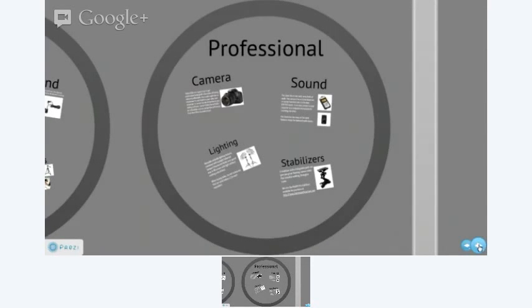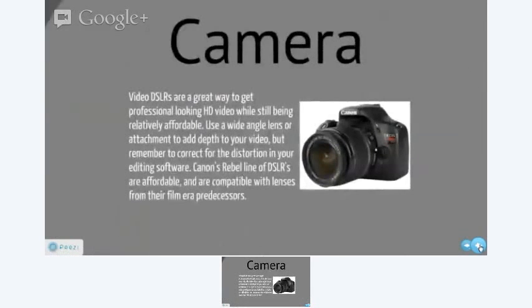And number one, in that camera, you'll see there is a DSLR, and this is actually one of the cameras that we use. Yeah, this is the Canon T2i. DSLRs are a great way to get professional-looking HD video while still being relatively affordable.